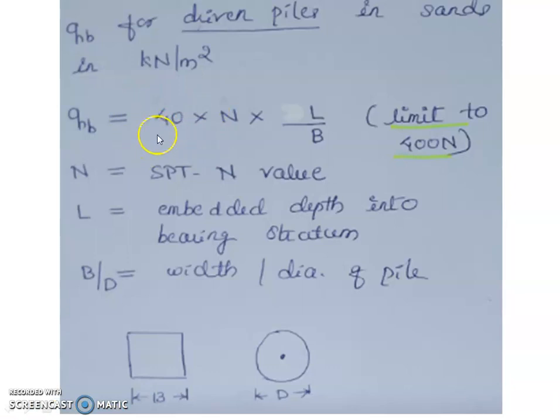With this formula, calculate the value of qb, and this value of qb should not be greater than 400 N. N is nothing but the SPT N value which will be given in the problem. For example, if we get qb as 500 N, then we have to take it as 400 N itself, because qb cannot be greater than 400 N, where N is the SPT value.